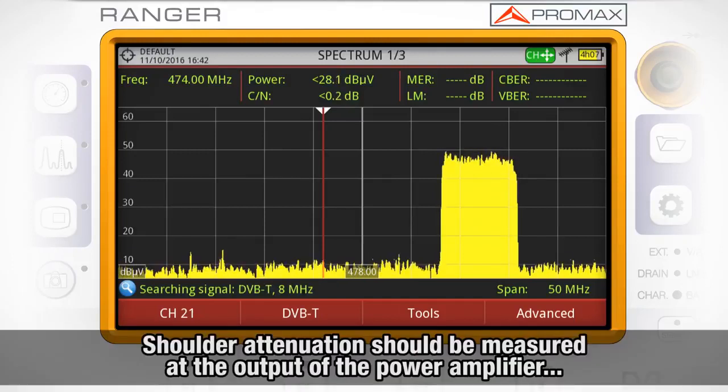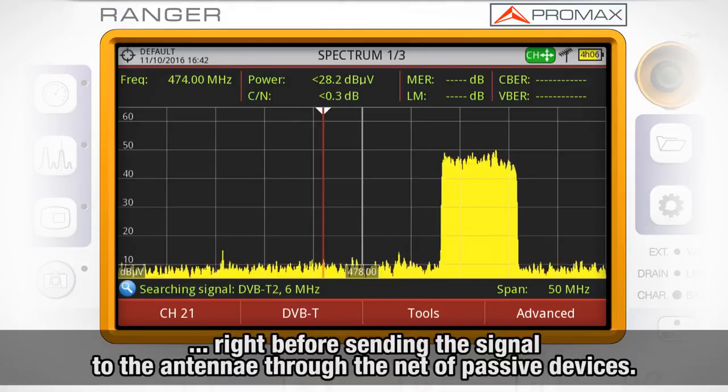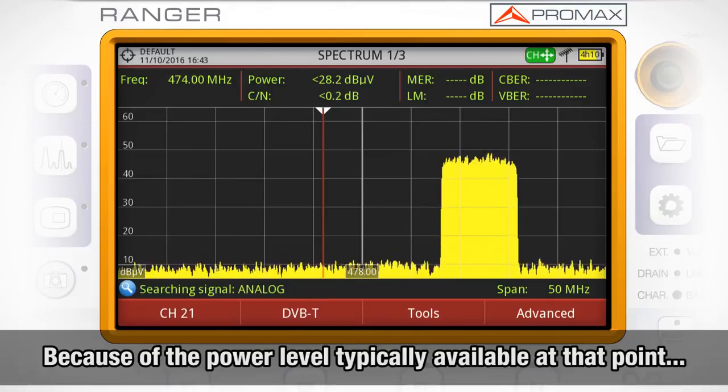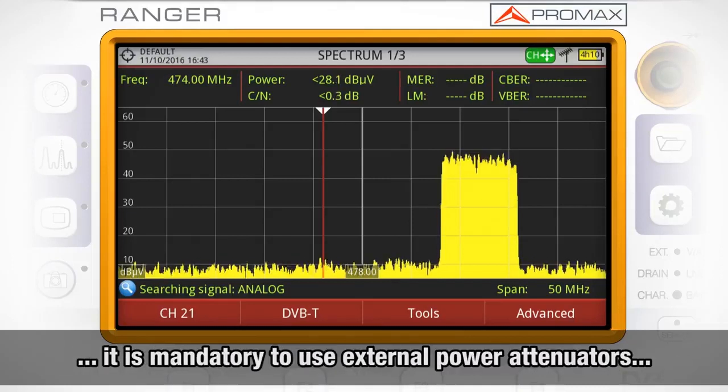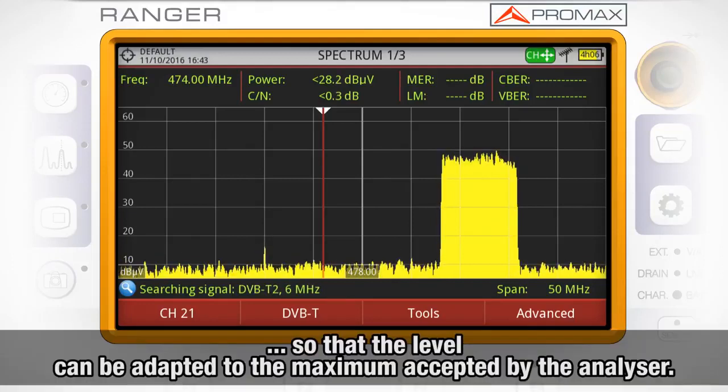Shoulder attenuation should be measured at the output of the power amplifier, right before sending the signal to the antenna through the net of passive devices. Because of the power level typically available at that point, it is mandatory to use external power attenuators so that the level can be adapted to the maximum accepted by the analyzer.